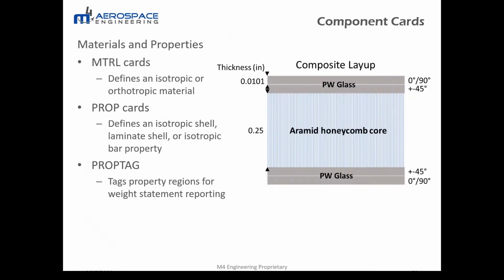Next, we have materials and properties cards. Material, MTRL, or material cards can be used to define isotropic or orthotropic materials. The PROP or properties card utilizes material cards to define isotropic shell, laminate shell, or isotropic bar properties.